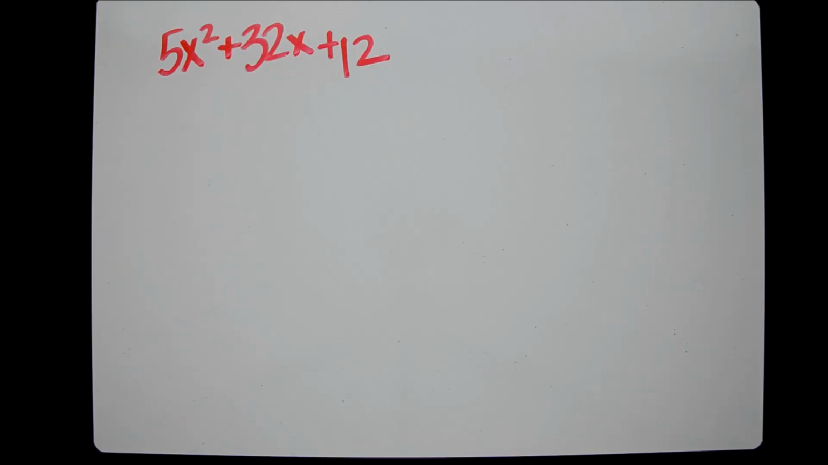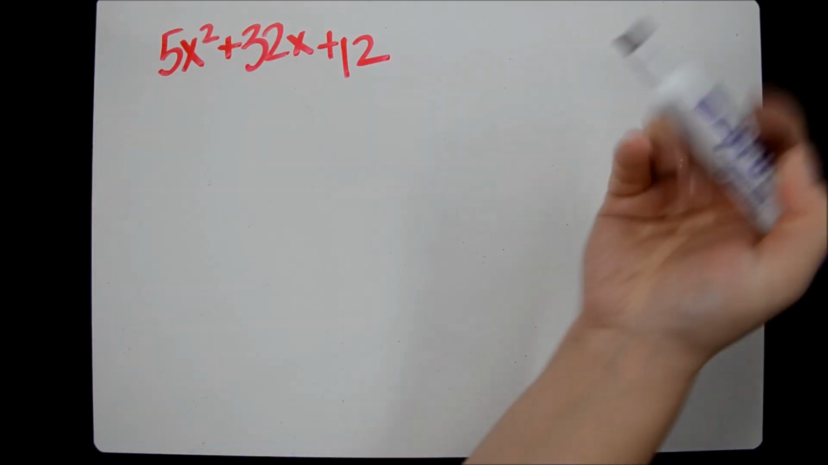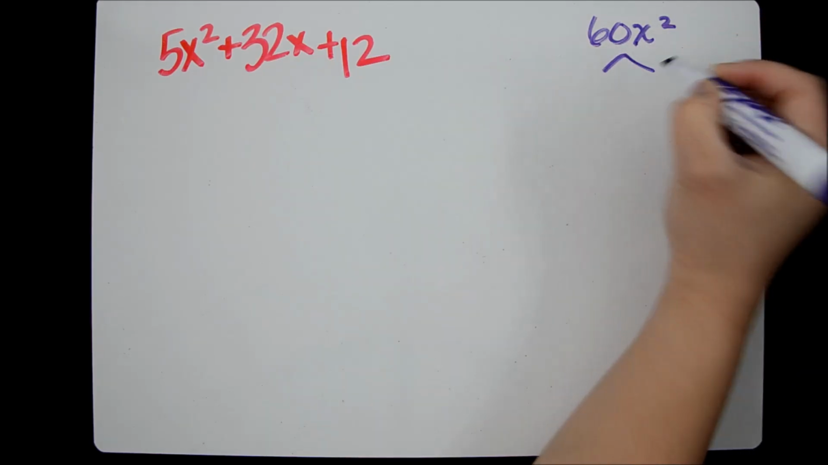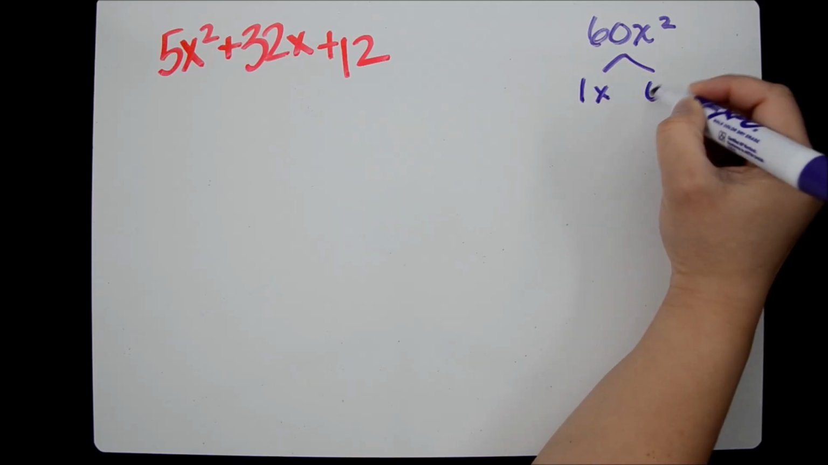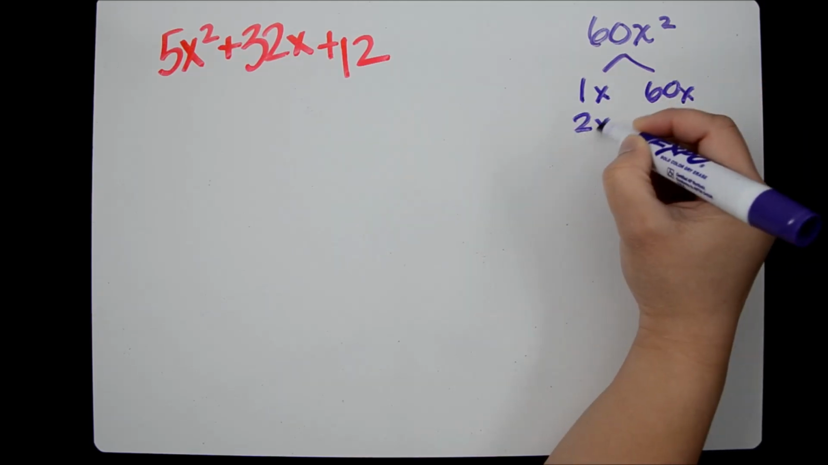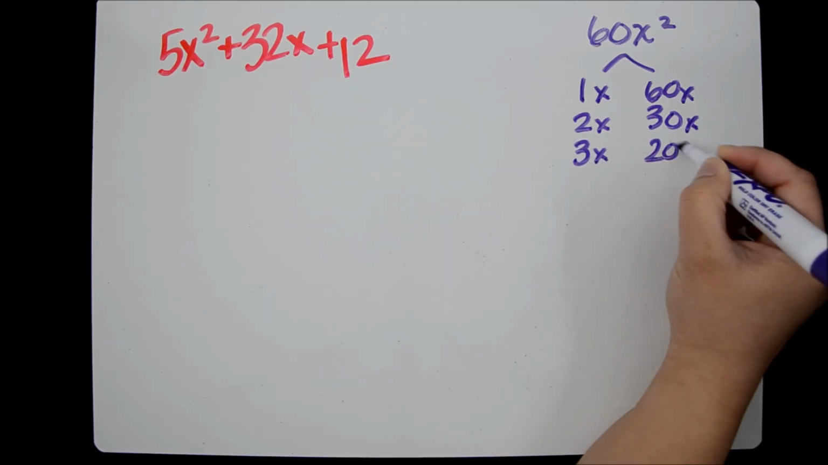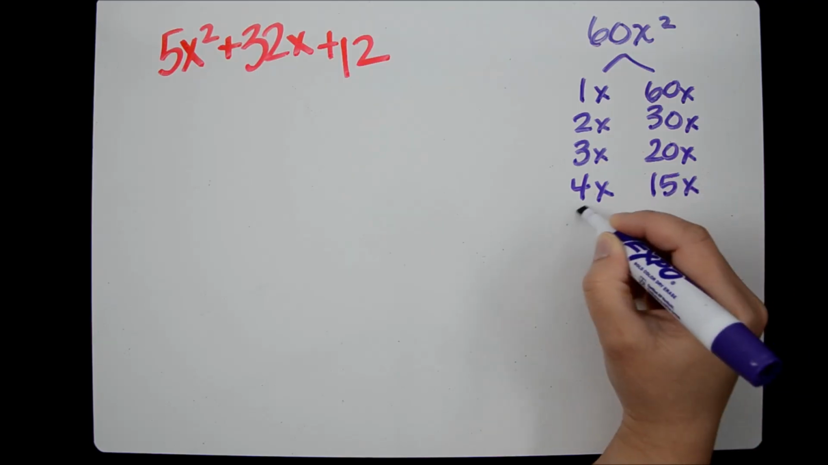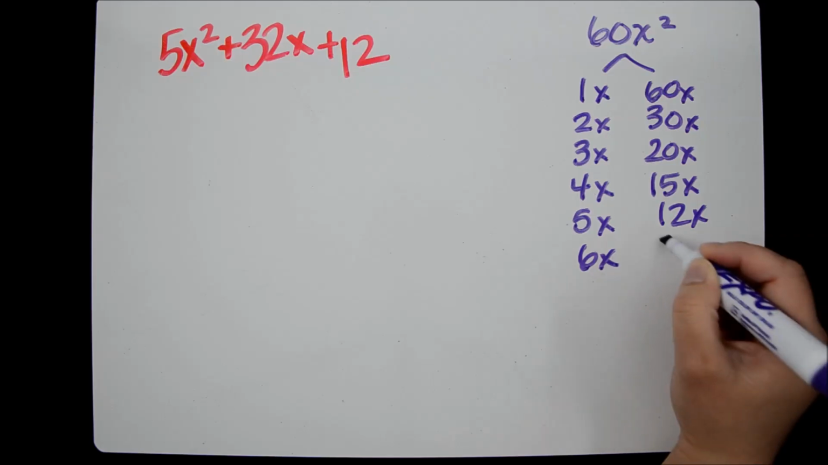In this case, the GCF is 1, so we can go straight to the second step, which is multiplying our first and our last terms together. We're going to list out all the possible factors of 60x squared, which include 1x and 60x, 2 and 30, 3 and 20, 4 and 15, 5 and 12, and 6 and 10.